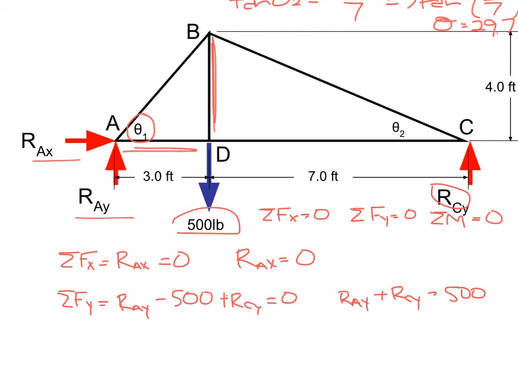Well, I think sometimes we're tempted to just say, okay, if both of those add up to 500, then let's just split the difference and call each of them 250. Well, we can't really say that because they're at different locations in relation to where that force is. Between RAY and that 500 pounds is 3 feet, and between RCY and that 500 pounds is 7 feet.